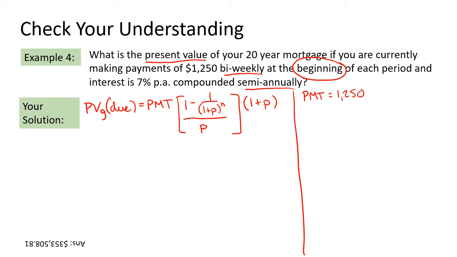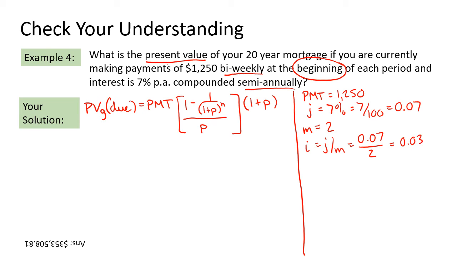$1,250. Our nominal interest rate, J, is 7%, which is 7 divided by 100, removing the percentage sign, or 0.07. Our number of interest compounding periods, M, is semi-annually, so that means it's 2. So our periodic rate of interest, I, is J divided by M, or 0.07 divided by 2, which gives you 0.035.